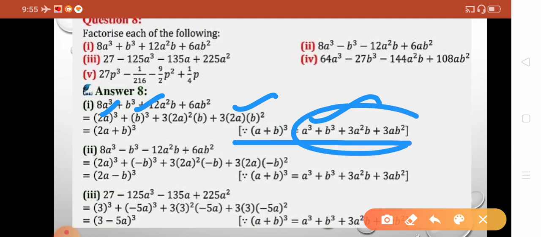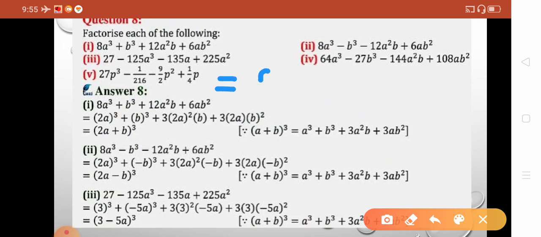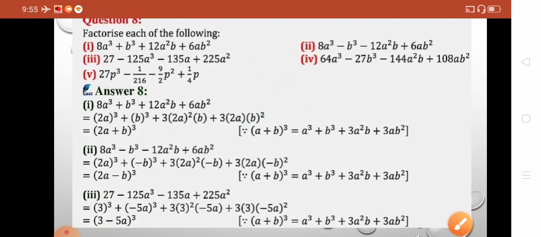So we have the right hand side, and from the right hand side we can write the left hand side. So we write it as 2a plus b whole cube. That means the factors of 8a cube plus b cube plus 12a square b plus 6ab square is equal to 2a plus b whole cube. Clear? Let us move to the next one.